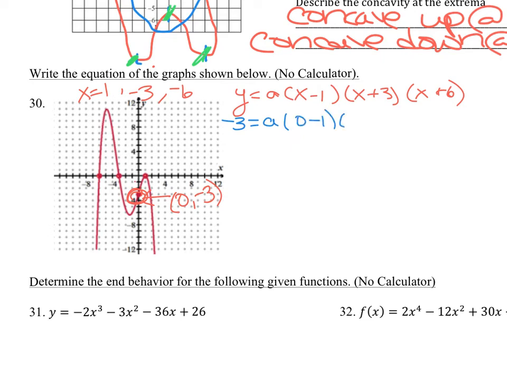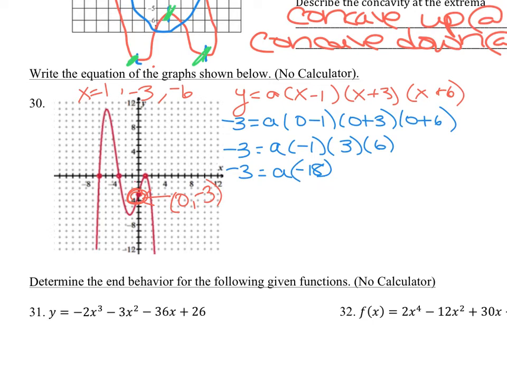0 minus 1, 0 plus 3, 0 plus 6. So now I have negative 1 times 3 times 6, which is negative 18. Oh, and I messed up because x minus 1 has a multiplicity of 2. So I have to make sure I square it. So it's positive 1 and positive 18. Now I'm going to divide by 18. So a equals negative 1 over 6.